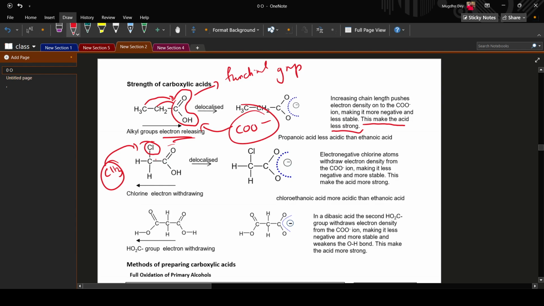Since it's electron withdrawing, it tends to absorb the electrons from this region, and as a result, this region becomes less negative and more stable. So the stability basically depends on how negative this functional group is. If it's less negative, it's more stable. So this makes the acid stronger. If it's more stable, then obviously the strength of the acid will increase. Remember, the strength is directly related to the stability of the carboxylic acid, which is in turn related to what group is present in the whole structure. Did you understand?